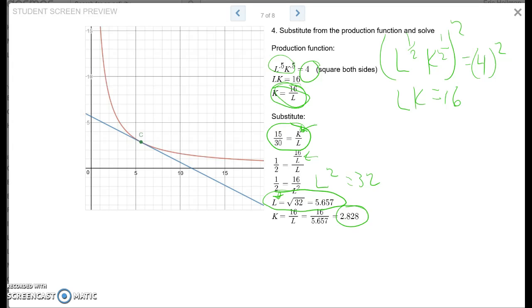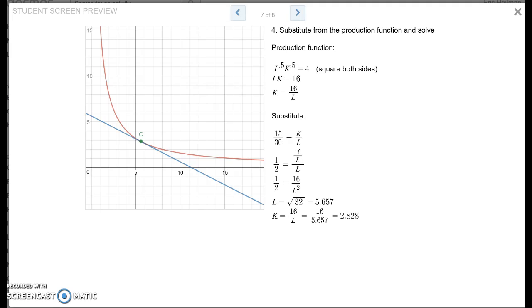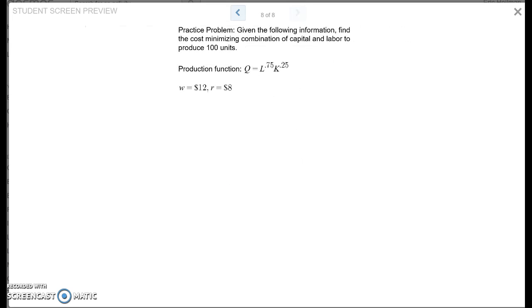So that's how you find the optimal combination of capital and labor to use mathematically. So I think the next slide is an example problem. So I'm going to put it up and let you work through it.